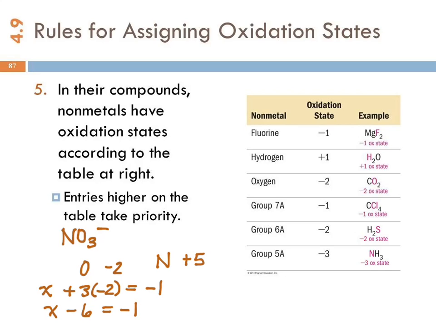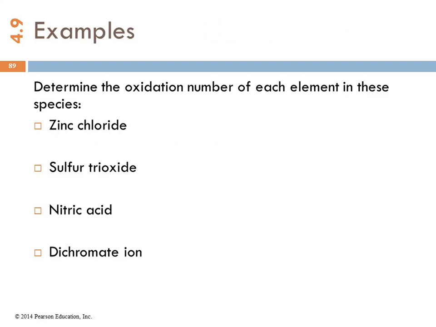Okay? Does nitrogen have a charge of +5 in that ion? No. This is just our way of keeping track of something so that we can predict whether oxidation or reduction has occurred between different compounds in different reactions. So let's do some examples. Determine the oxidation number of each element in these species. So zinc chloride.